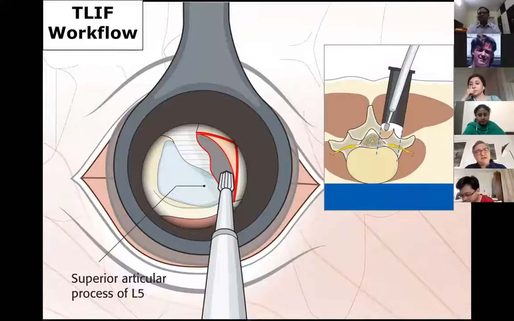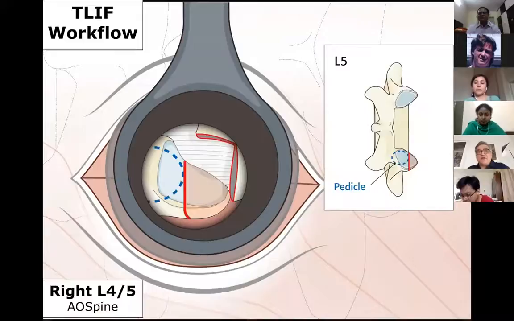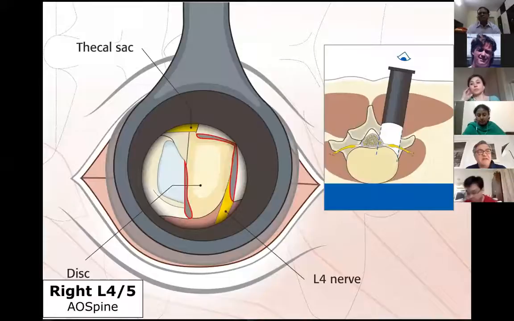So you try to remove the facet joint to get access to the disc space and then do a decompression. The next step then is you can do with a ball tip or with navigation. You can find the L5 pedicle here and you drill, or you can use an osteotome. And again, you disconnect the superior articulating process here to harvest that bone for your fusion. In this case, we use navigation to find the pedicle. Then you see space, you see the traversing nerve root here, the exiting nerve root there. And then you start working on your discectomy.